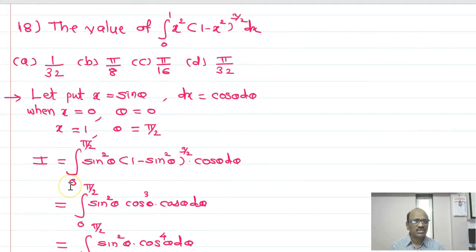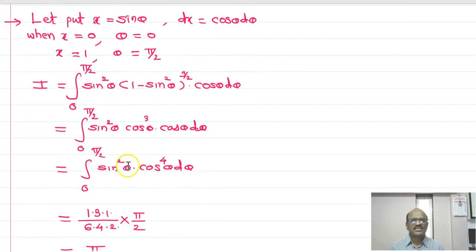Hence our integral changes: I is equal to integral with lower limit 0 and upper limit pi by 2 of sine square theta (1 minus sine square theta) raised to 3 by 2 into cos theta d theta. And now simplify this. That is equal to integral from 0 to pi by 2 of sine square theta cos cube theta dot cos theta d theta.